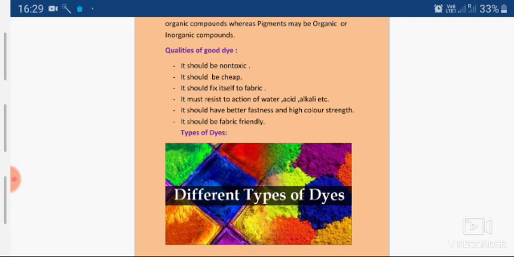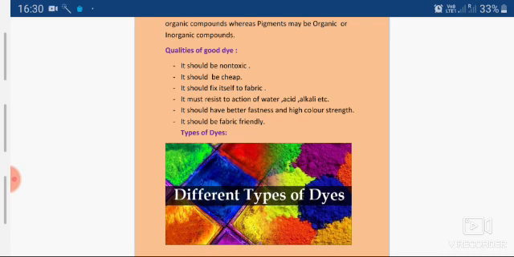Then next is it should fix itself to fabric. Now see, when you are applying a dye to a cloth, at that time it should not require any other medium such as mordants or any other fasteners. It should easily fasten to the cloth, so that it gives a better color to the cloth.